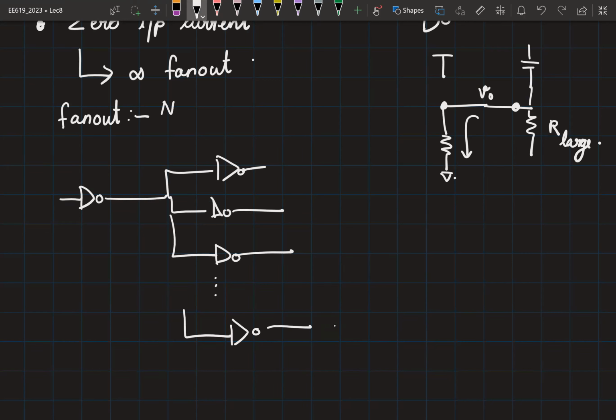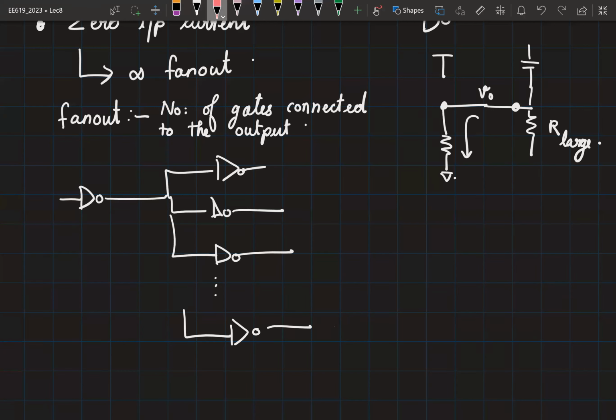So fan out is the number of gates connected to the output. Now, if you had used a BJT-based inverter, you know that there will be a base current, right? So it's not necessary that for any inverter architecture, your input current will be 0. So to have a generalized discussion, let me consider that there is some input current II going to all these inverters.